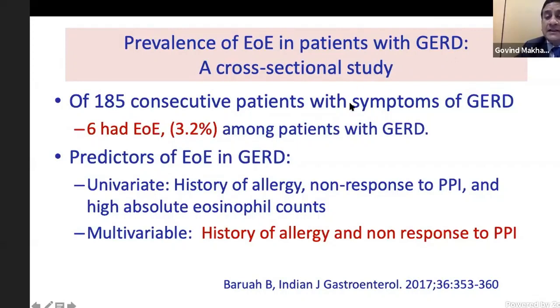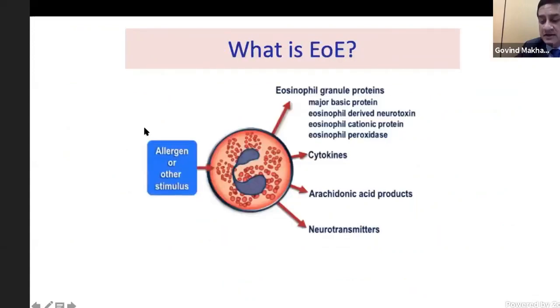So one must remember that in our country, 10% of the population have GERD. And if you look at the 10%, even 3% of them are eosinophilic esophagitis, then we can see in a country like ours, which is about 130 billion people, we will have a large number of patients with eosinophilic esophagitis, which are not recognized, unfortunately.